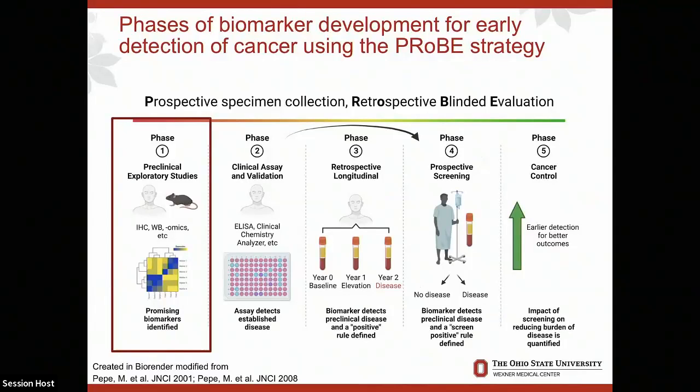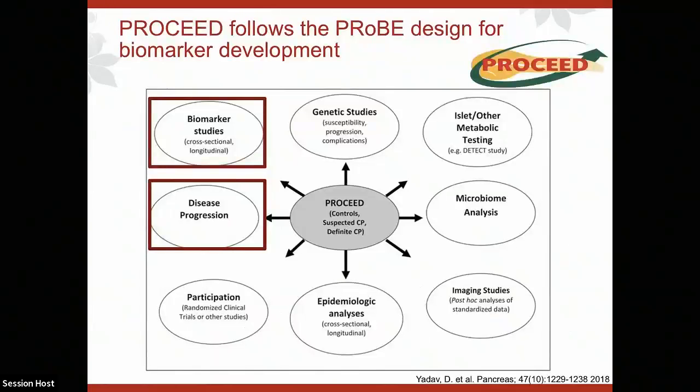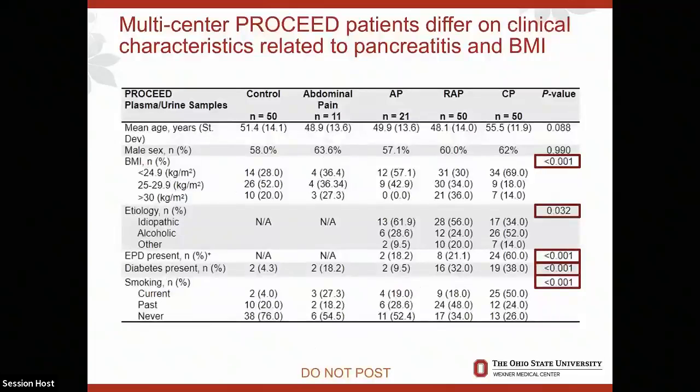So just to show you this PROBE strategy, the first stage is preclinical large studies and then moving on to clinical validation. Before we can validate, we really wanted to make sure that we've crossed our I's and dotted our T's, if you will, for the preclinical exploratory study. And for that, PROCEED follows the PROBE design for biomarker development. You've heard a little bit about PROCEED today from Dr. Darwin Conwell, as well as several others who have made use of this wonderful resource. And for our study, we aimed for having about 50 subjects per group.